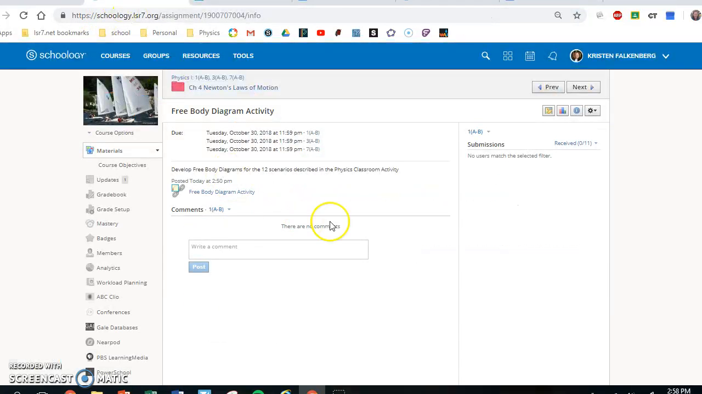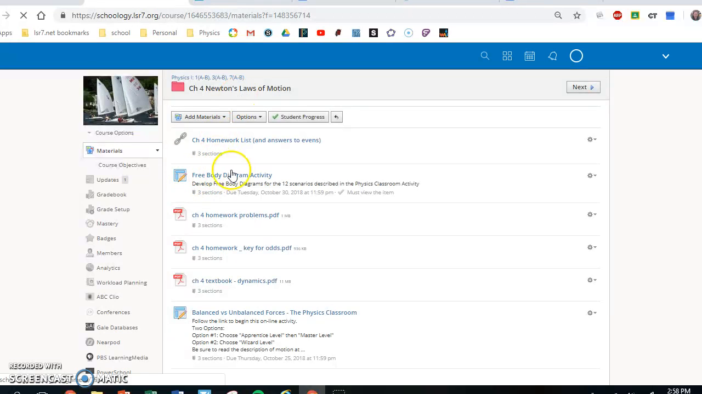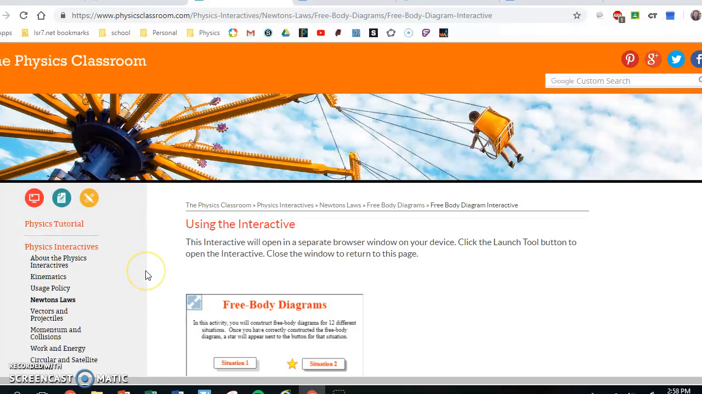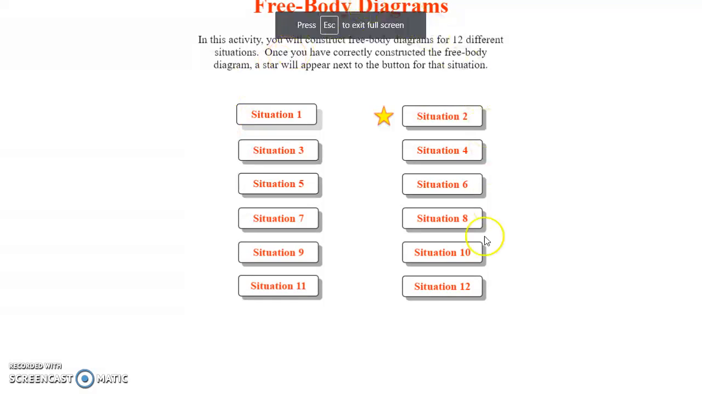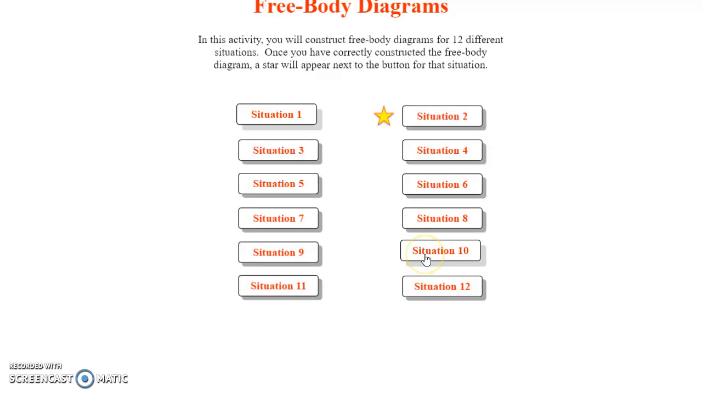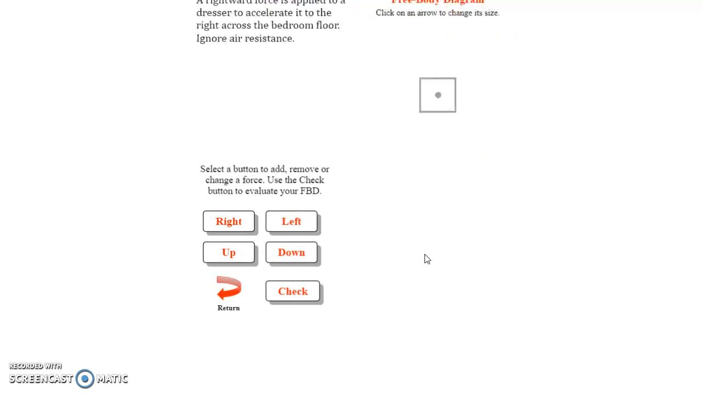So from Schoology, you followed a link to a free body diagram activity, whether that was from the assignment or within the Chapter 4 Newton's Laws lab, free body diagram activity. When you hit that, it'll pull up the Physics Classroom. Inside the Physics Classroom, you can expand this. It gives us 12 situations. I'm going to select one that shows how to generate a free body diagram.